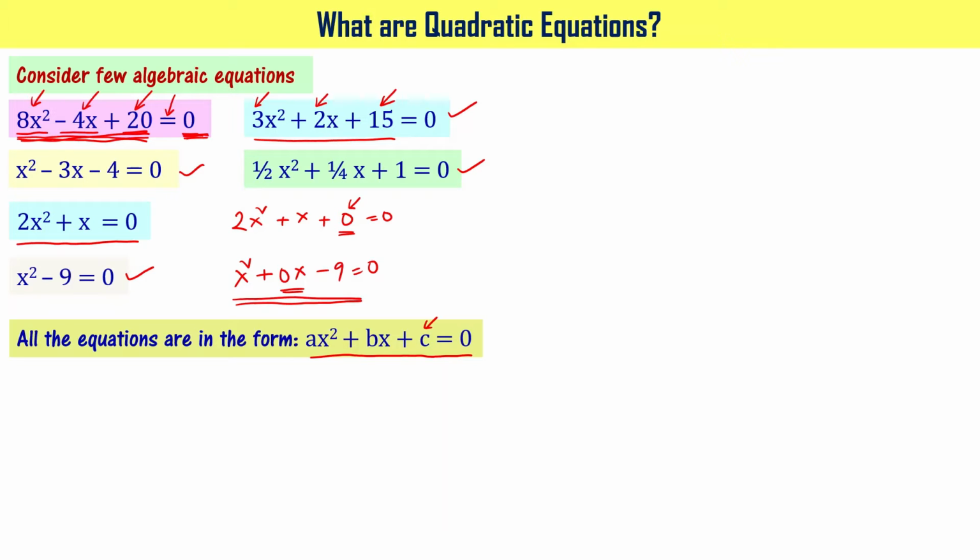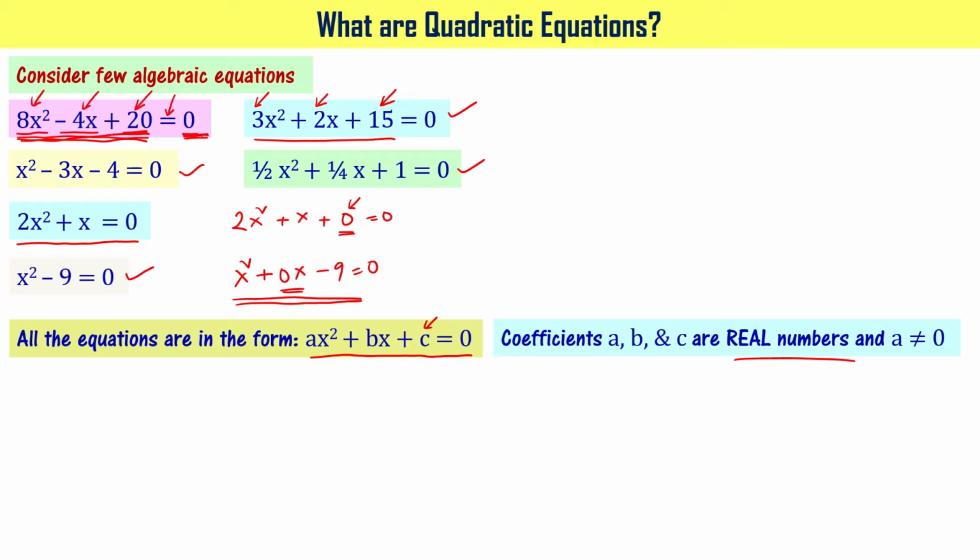The other observation you have to make here is the coefficients a, b, c of all these equations are real numbers. Be it half, 1 by 4, 1, 3, 2, 15. The coefficients are real numbers, and in this particular equation, c is 0, and in this equation, b is 0. But in none of the equations, a is 0. That's why we say that coefficients a, b, c are real numbers and a is not equal to 0. Please note this.